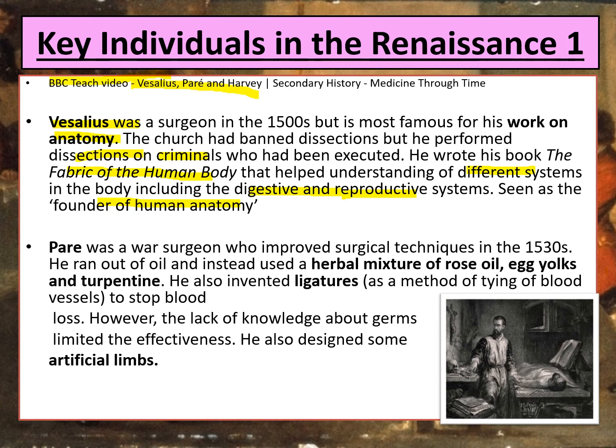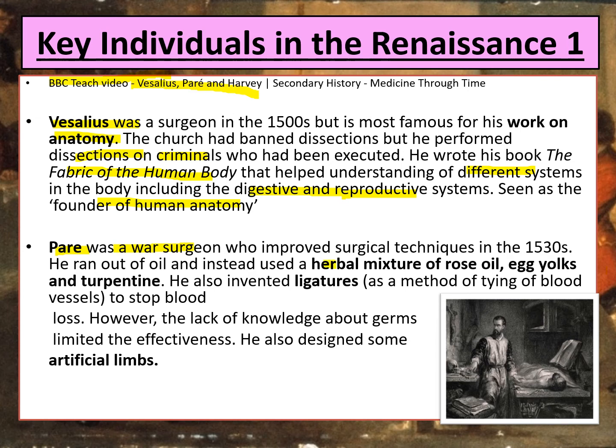Thinking about a surgeon now, we have Paré, and Paré was a war surgeon who improved surgical techniques in the 1530s. Now remember, he was treating lots of gunshot wounds, and remember that they thought gunshot wounds were poisonous, and that's why they used to use burning hot oil to basically cauterize the wound and apparently stop the poison from spreading. Now, Paré had used the oil for a long time. One day he runs out of oil on the battlefield and instead decides that he's going to have to use some kind of other mixture to try and treat this gunshot wound.